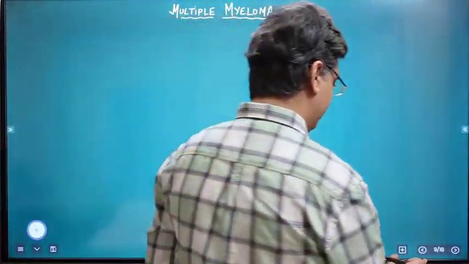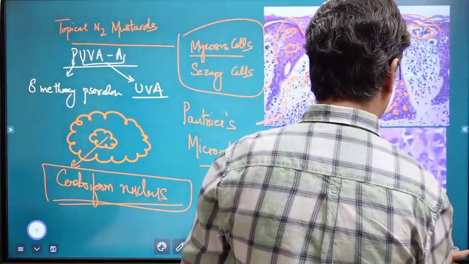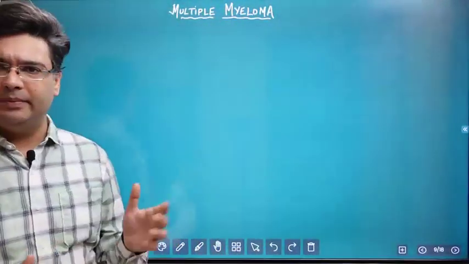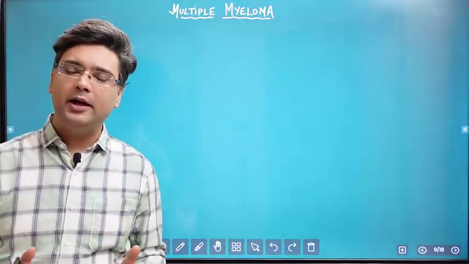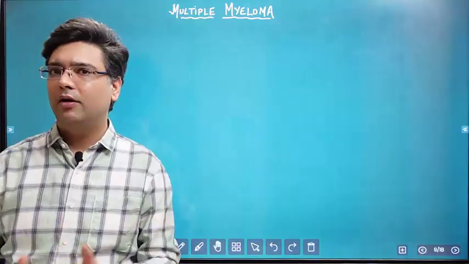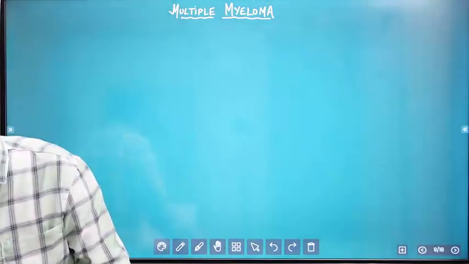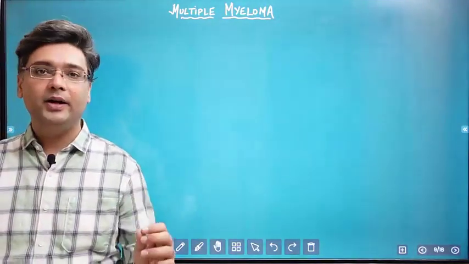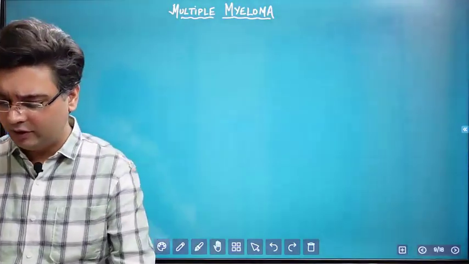Now, next we are going to talk about multiple myeloma, and multiple myeloma again is very nicely illustrated in your oncology section in general medicine. You can take a look at it. Here we will only talk about the perspective from the oral pathology point of view.